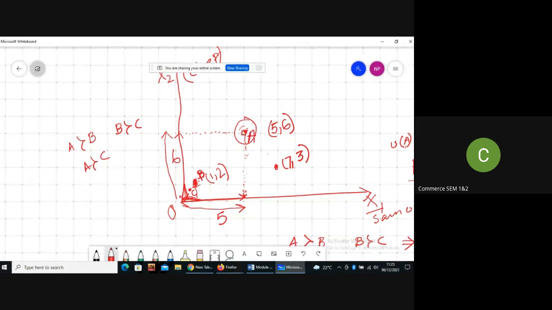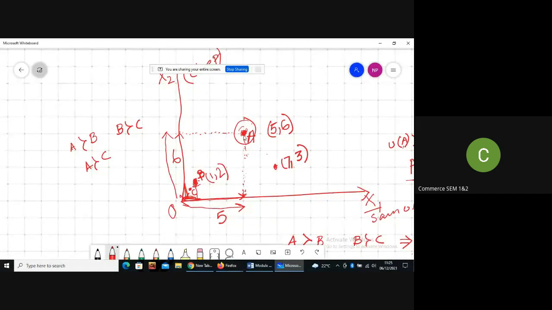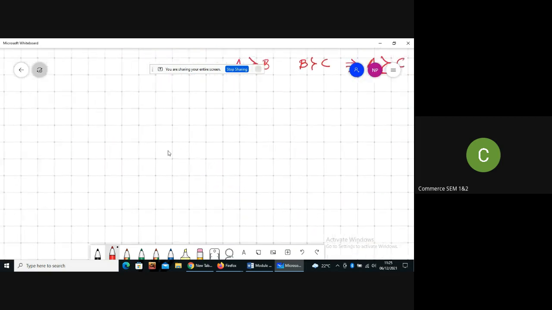Say this is your chop and this is your samosa. So from this you are liking more point A than point B, and similarly if you like point B more than point C, then you can say that commodity bundle A will be preferred to commodity bundle C. This is the axiom of transitivity.